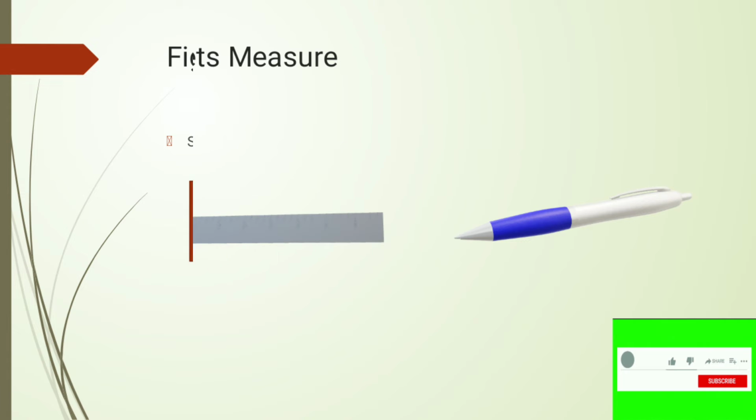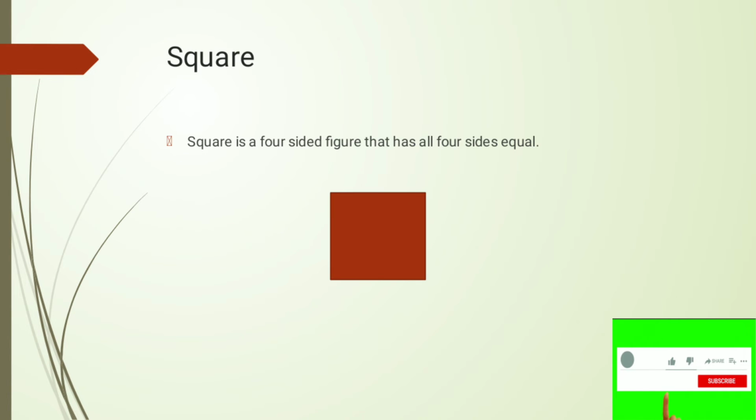So let's measure. You have your scale, right, and everything. And please write down these notes. These are very important. Okay, so first is the square.